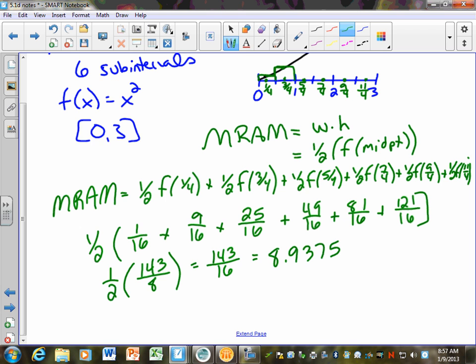What was our left RAM? Does it make sense that this one is bigger than the left-handed one? The left-handed one, all those rectangles were underneath the curve, yes? This one, some are over, some are under. So, before we do the right-handed one, what do you think is going to happen when we get the right-handed one? You think it's going to be bigger than that or smaller than that? Because on the right-handed endpoint, every rectangle is going to be above the curve, so it should be bigger. So do the right-handed ones.